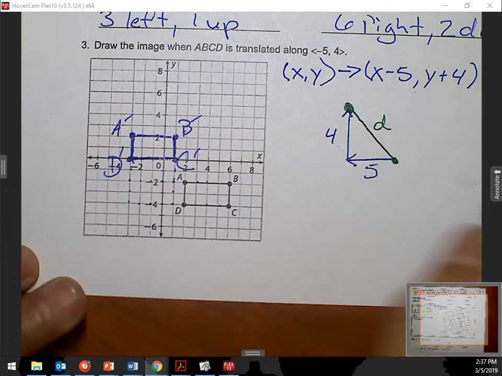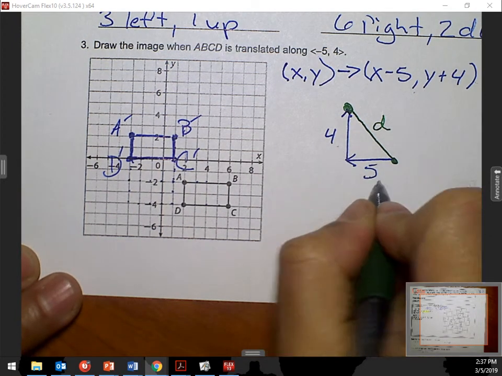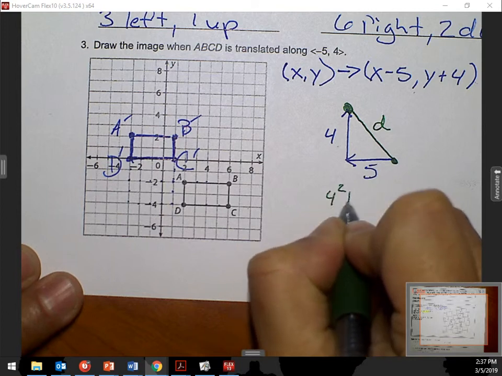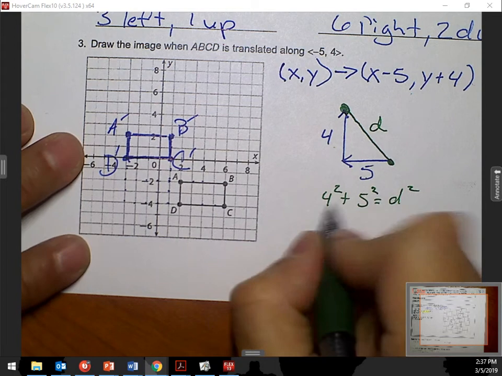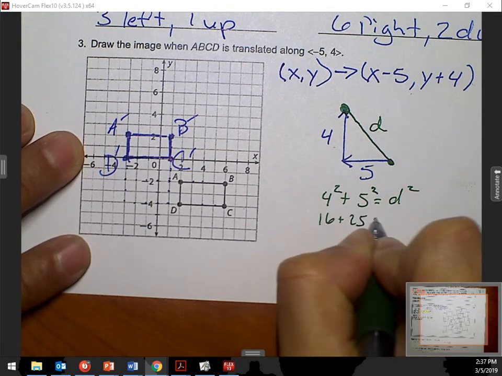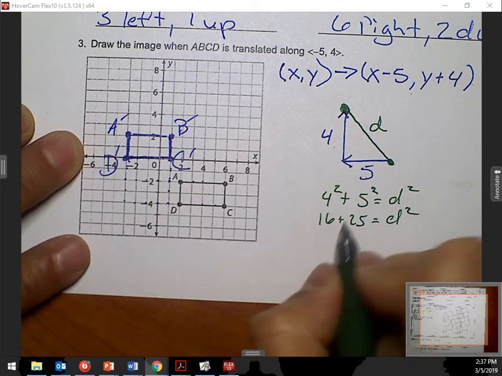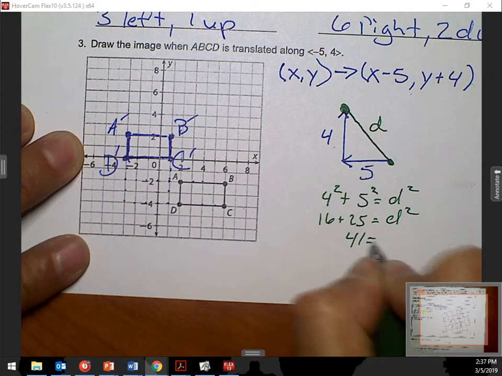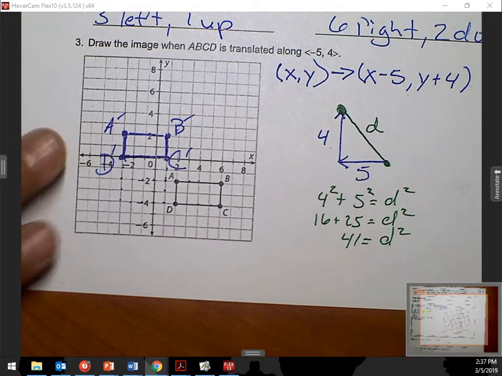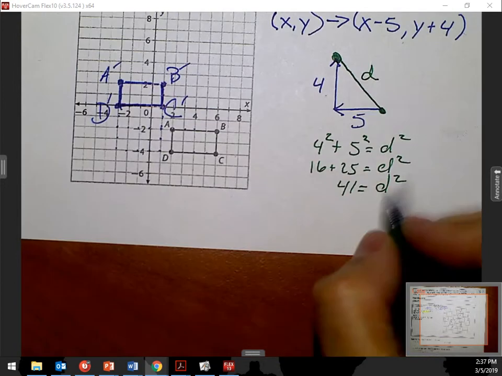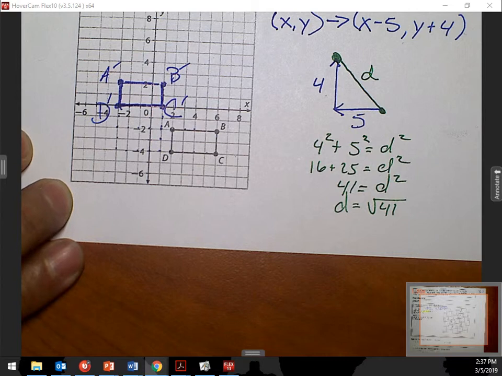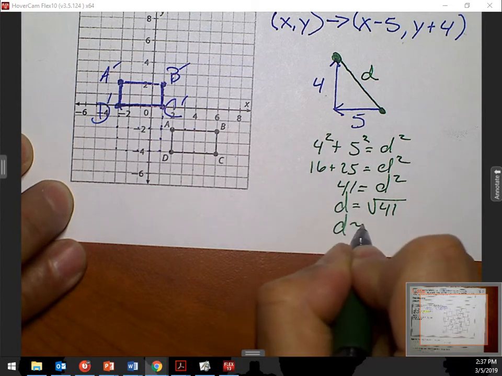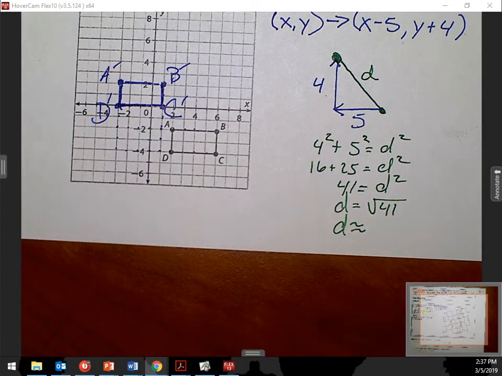So let's take a look. I'm going to have 4 squared plus 5 squared equals distance squared. 16 plus 25 equals d squared. 41 is equal to d squared. How do I undo the square? Square root. So d equals square root of 41. So d is going to be about, in my calculator, 6.4.